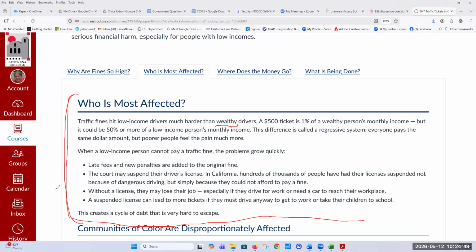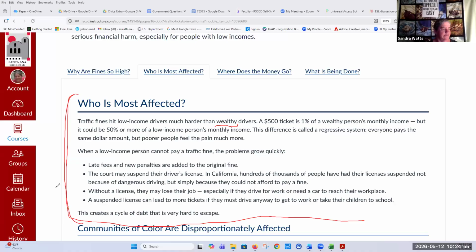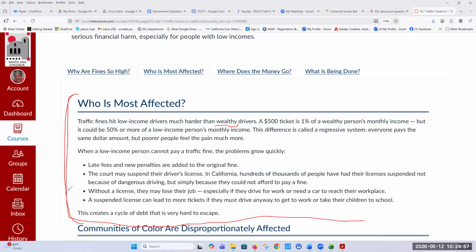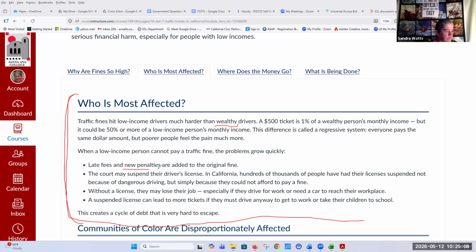Penalties, late fees and new penalties. Penalties? What does it mean? Where are we? Hold on. First, over here. Late fees, oh, the second paragraph. Okay, so late fees: you have to pay more if you're late. New penalties: a penalty is like a punishment.